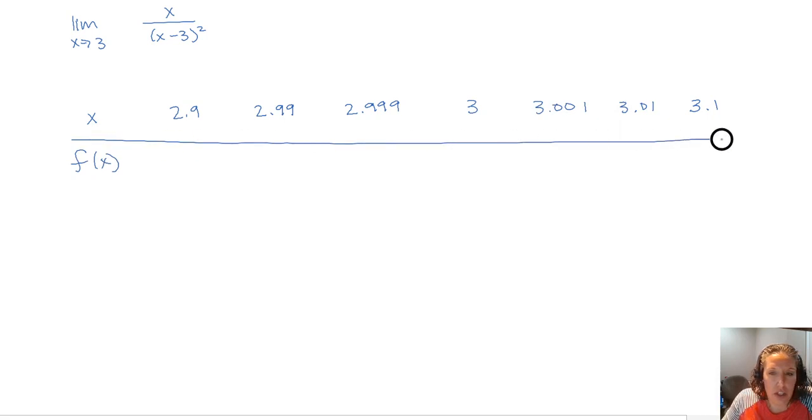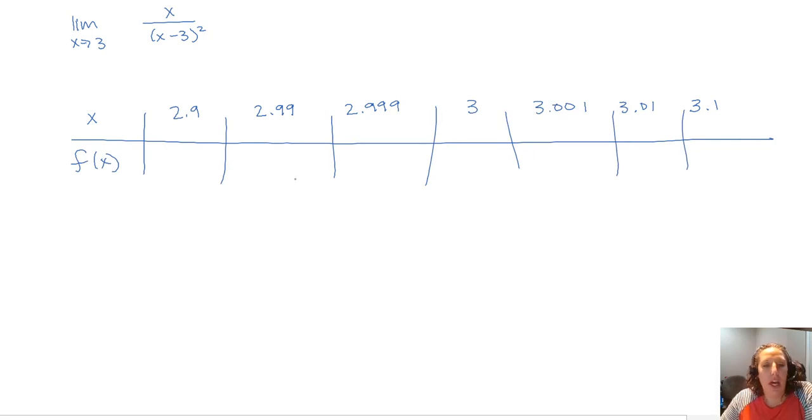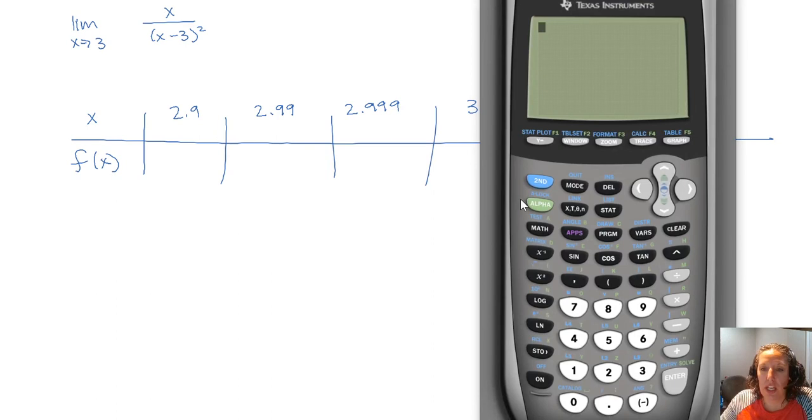We have our function there, and so we're going to set up this table. There's a couple of different ways you can do this. You can just plug these numbers in and use your calculator. I actually want to use the calculator to streamline that process a little bit.